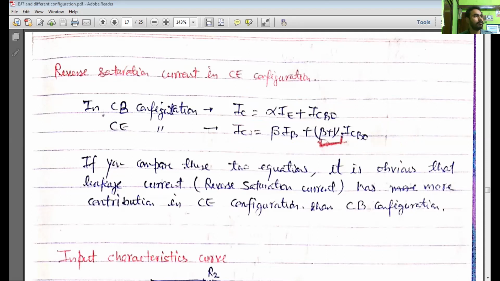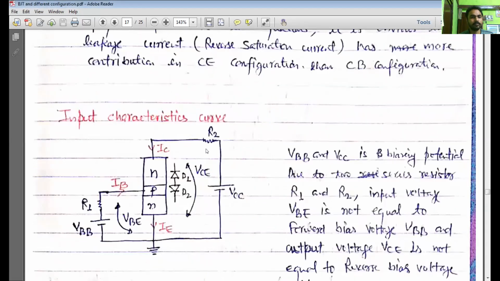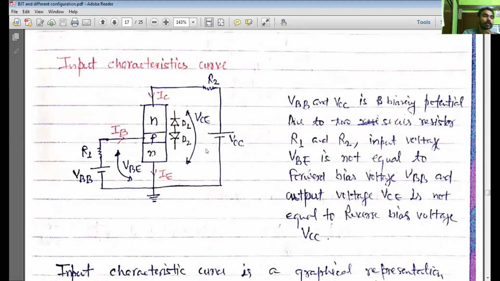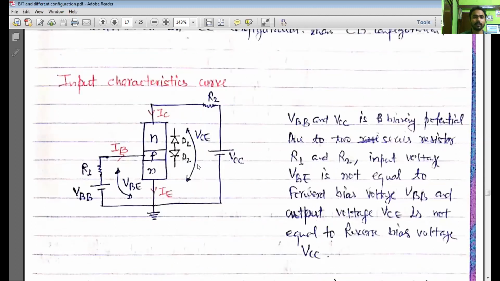Now we'll shift to the input characteristic curve. If you remember, the input characteristic curve is a graph between the input variables, for a given output voltage. So what are your input variables here? The input current is the base current, and the input voltage is the base emitter voltage. You can again recall this from here.